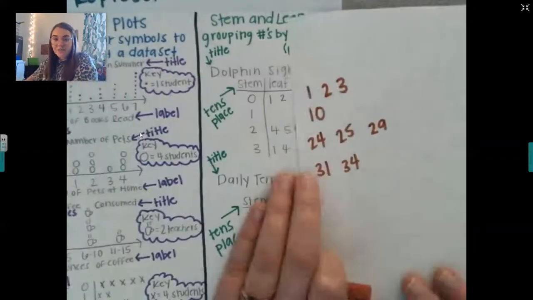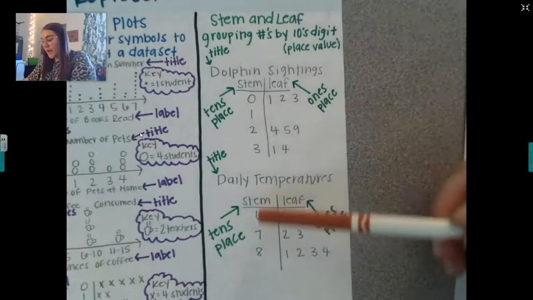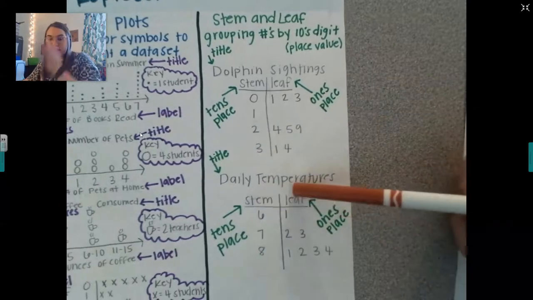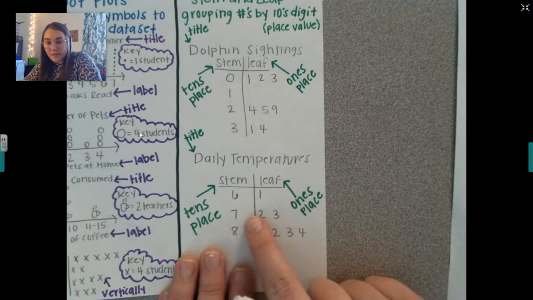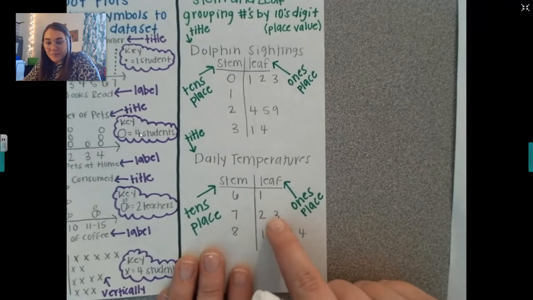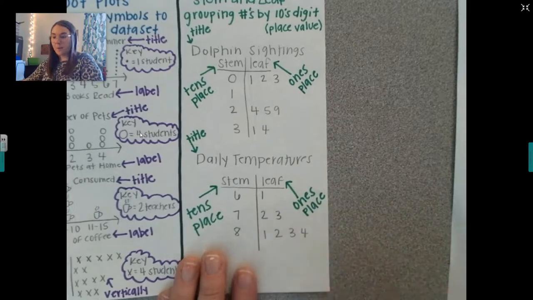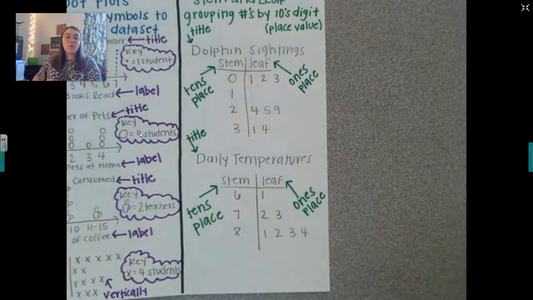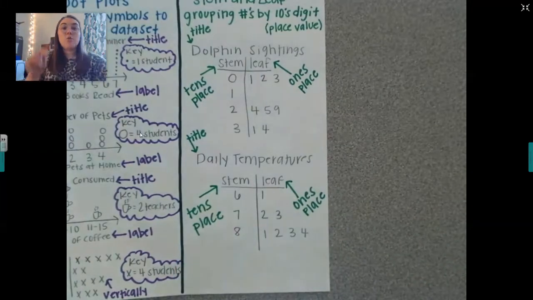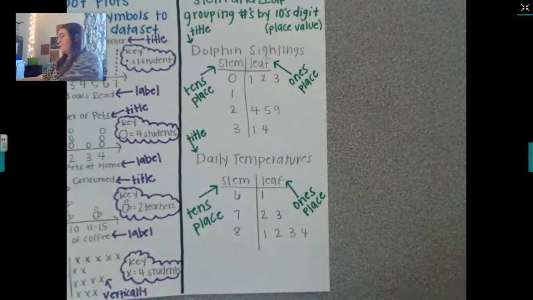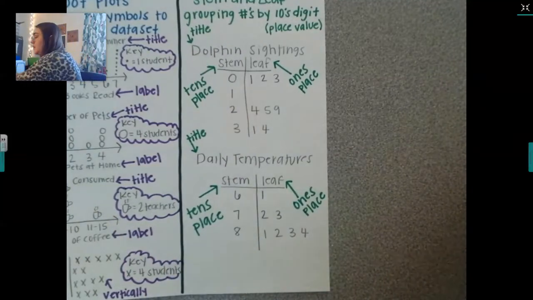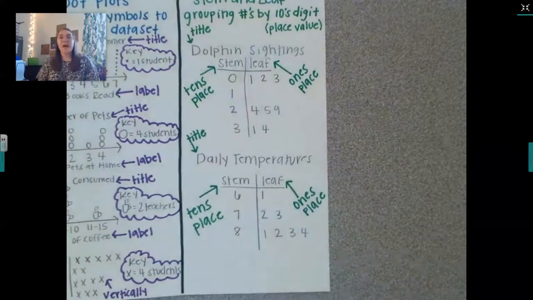So that is how stem and leaf plots work. This, again, is your tens place, and this is your ones place. So this would be 61. This would be 72 and 73. This would be 81, 82, 83, 84. So when you guys did this for your data project, you did age in your family. You surveyed, I think it was 10 people in your family, and you told me their ages. That was a really good one that we put into a stem and leaf plot.